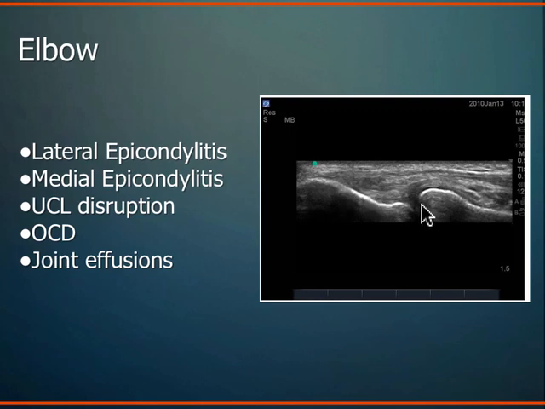Again, this is one area, like in our baseball pictures, we want to know how much laxity is there. You can see that real-time dynamic imaging as that joint space is opening up and flexing open. You can see that on ultrasound, as well as, since you can image the joints very well, you can see joint effusions and joint fluid collections.